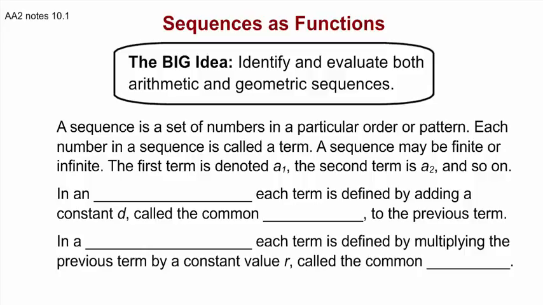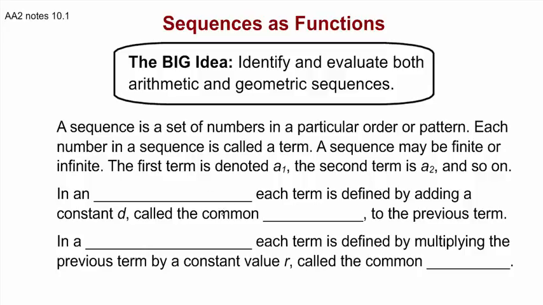Our first section is sequences as functions, so we're kind of just looking at patterns today. Our job is to identify and evaluate both arithmetic, yes, I said that right, arithmetic, and I know it's spelled the same as arithmetic, but it's arithmetic, and geometric sequences. All right, a sequence is a set of numbers in a particular order or pattern. Each number in a sequence is called a term. A sequence may be finite or infinite, finite meaning that it ends, infinite obviously it doesn't. The first term in any sequence we can call a sub 1, the second term is a sub 2, and so on.